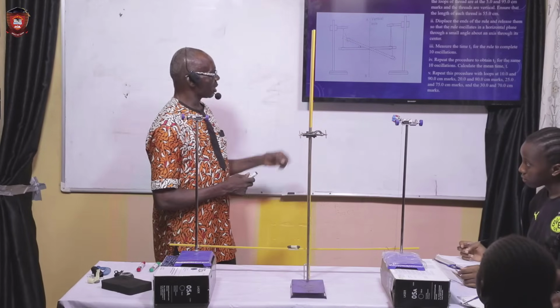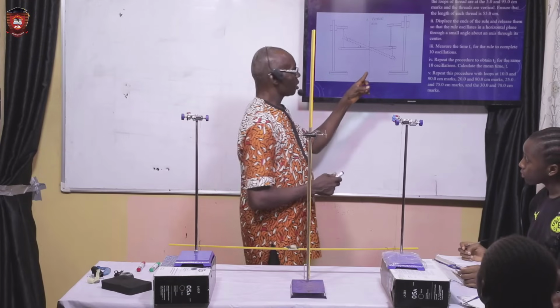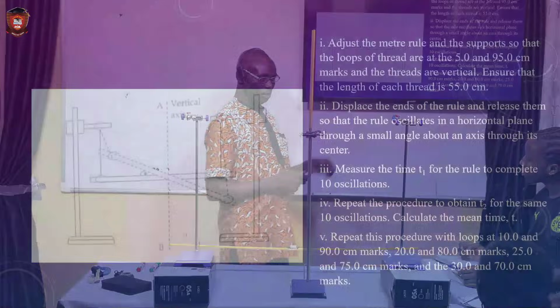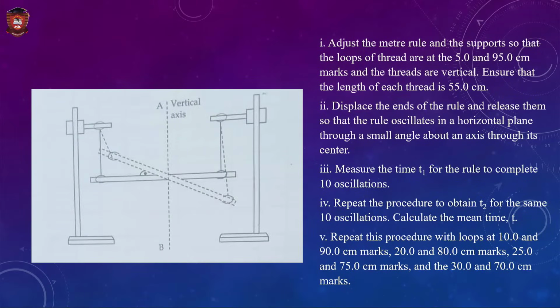The second one now is this. This is also the experiment to determine the acceleration due to gravity using simple oscillation of a meter rule.